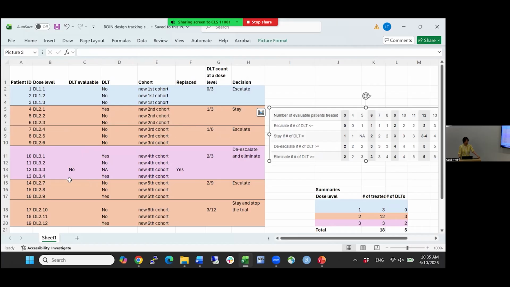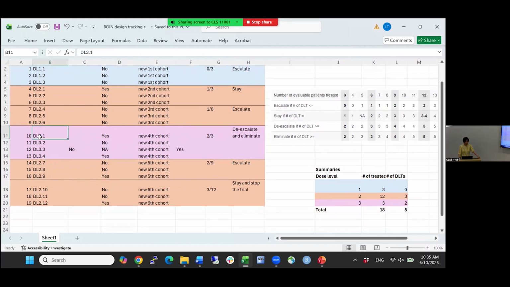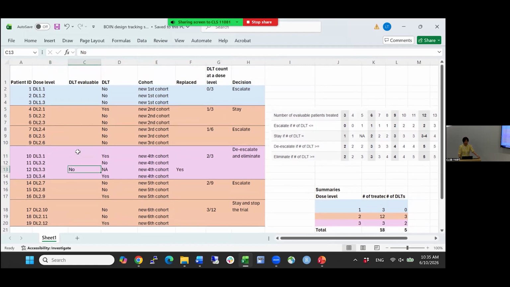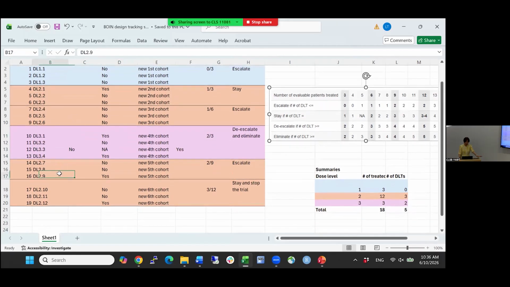Then we go to dose level 3. We enroll the new patients 1, 2, 3 to dose level 3. But we can see here, number 3 of dose level 3 is not evaluable. In that case, we need to replace the patient. So we enroll the number 4 patient to dose level 3, but evaluable patients in this dose level is still 3. And we can see we have 2 DLTs. So 2 out of 3, from our decision table, is de-escalate. So we go back to dose level 2, the brown one.